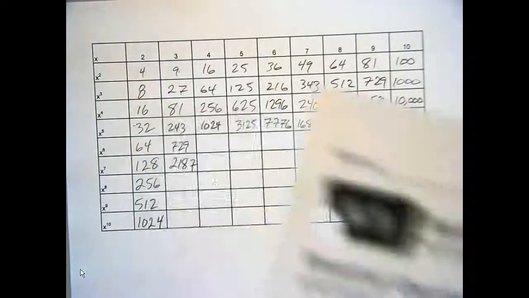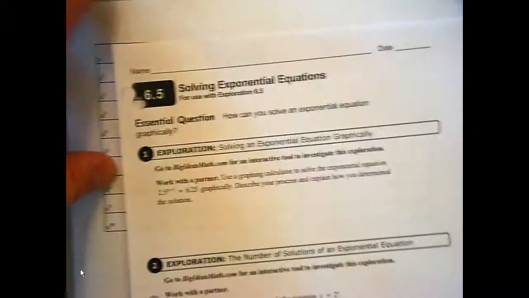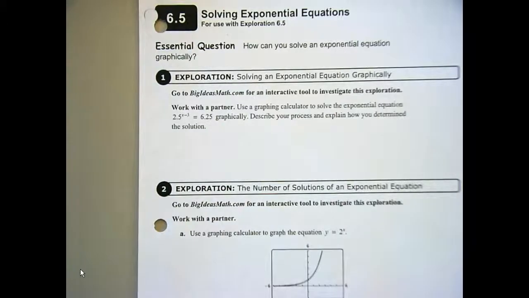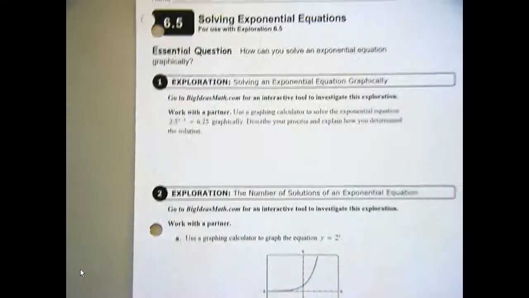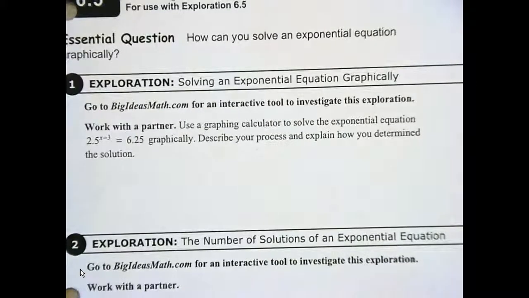Okay, with that being said, I want you now to go to your exploration, page 188 of your student journal. Exploration number 1: How can you solve an exponential equation graphically? You're going to work with a partner. Use the graphing calculator there. Make sure you put something in the spot there to hold it. Okay? Ideas on how to do it?